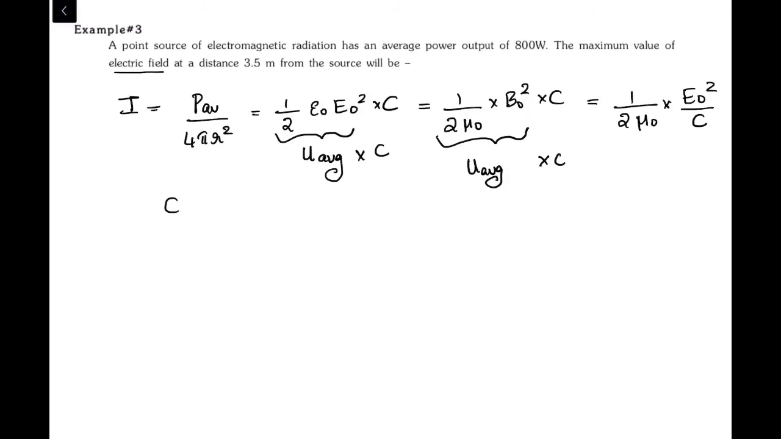Now what is the formula for C? C is the ratio of electric field to magnetic field, the velocity of light. It is also equal to 1 by root of mu 0 epsilon 0.